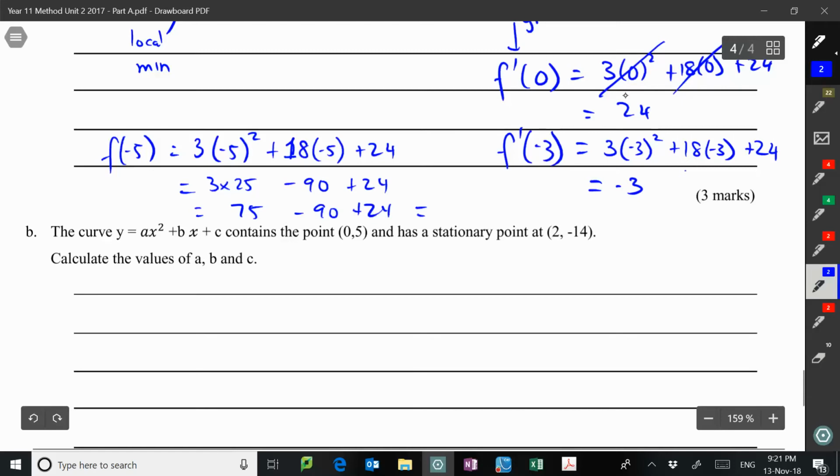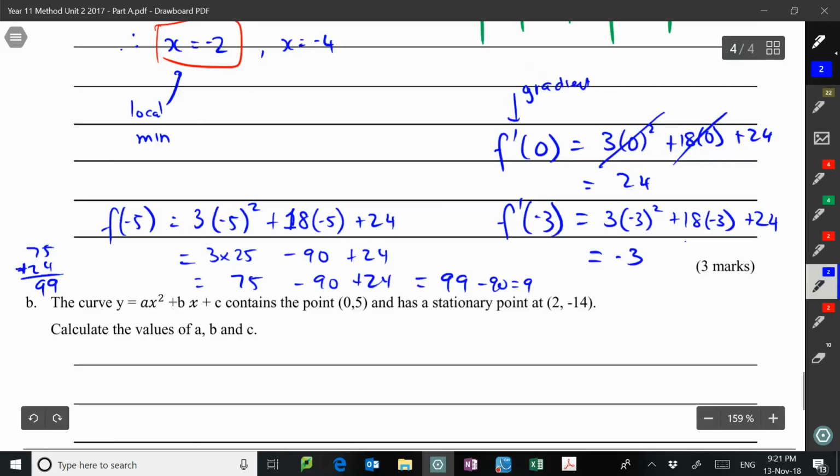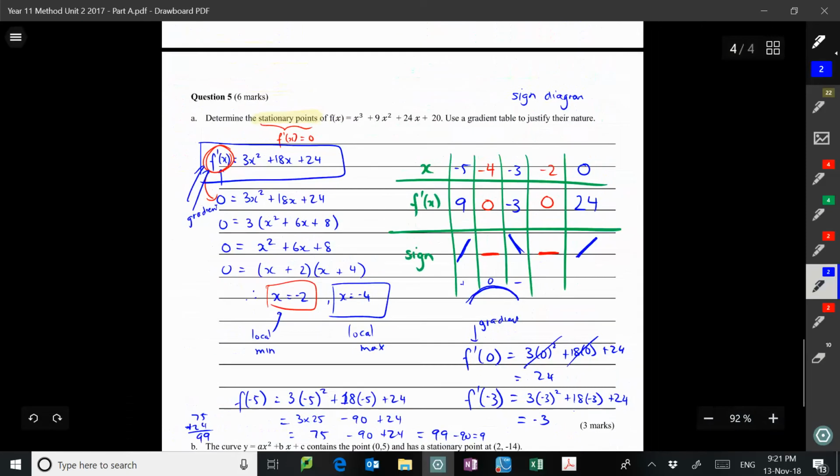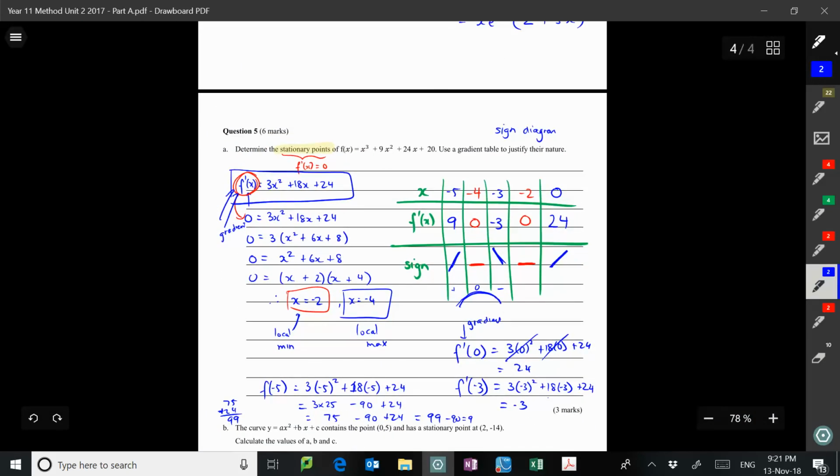Okay, 75 plus 24. This is what I don't like. Why are we doing long addition? We're not being tested on this. Anyways, 99. So 99 minus 90 gives you 9. That gives me a positive number. So 9, positive gradient. What does that tell me? If you've got a positive gradient, then a zero gradient, then a negative gradient, that clearly is a maximum. So now you can say this is a local max. There's a lot of steps, only because the numbers are so large.